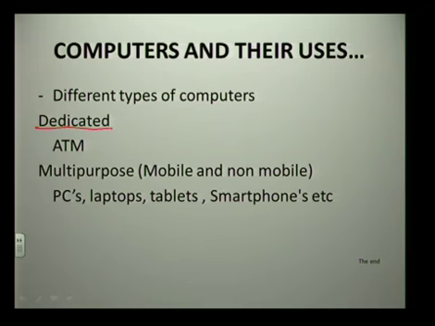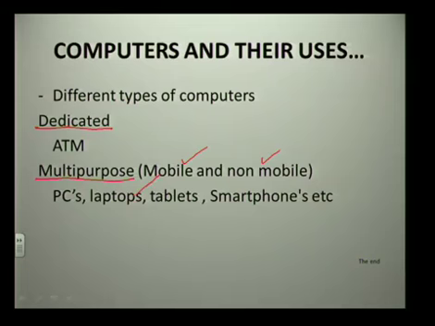And then another type is your multi-purpose computers. Multi-purpose computers include your mobile computers and non-mobile computers. Mobile computers include your tablets, your laptops, as well as your smartphones, and then your non-mobile computers include your PCs, where you obviously cannot be on the road with a PC. So that is why we say it's a non-mobile computer. These are computers that can perform more than one specific function, so they are meant to do many tasks.